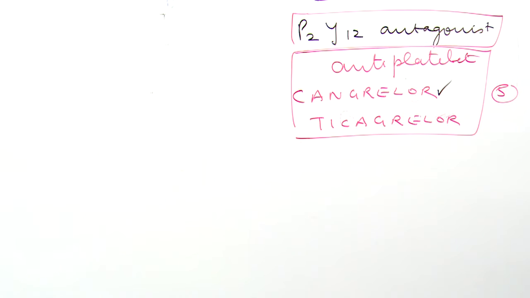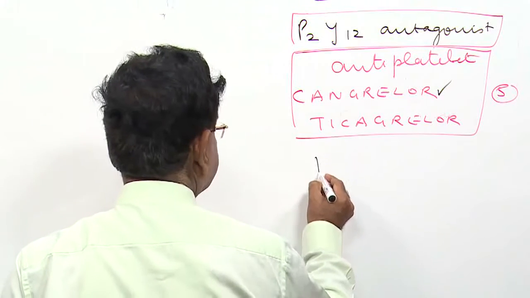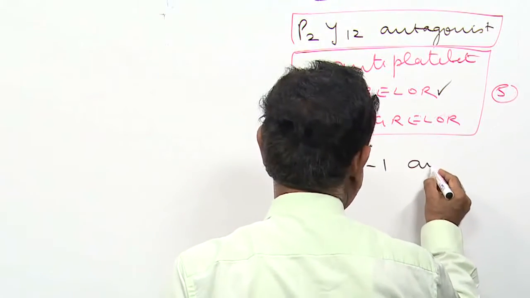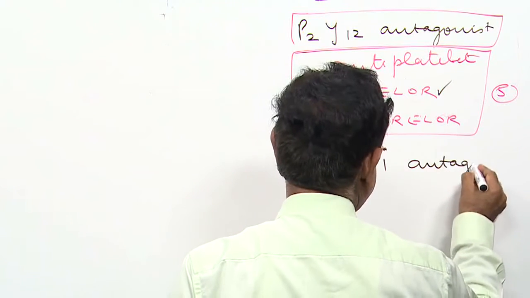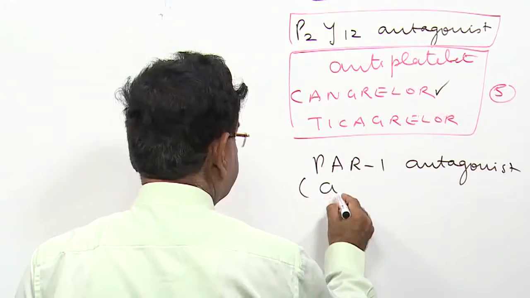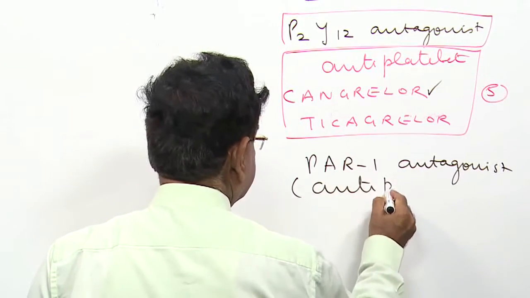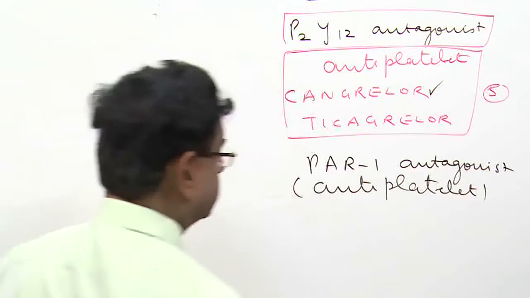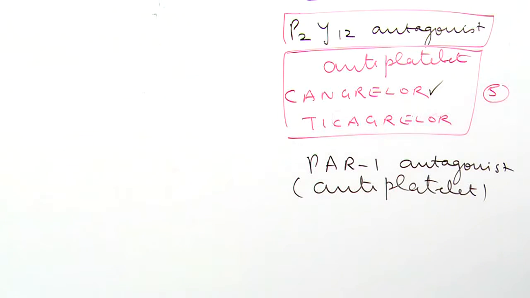Then we have PAR1 antagonists, again antiplatelet drugs. They are vorapaxar and atopaxar.